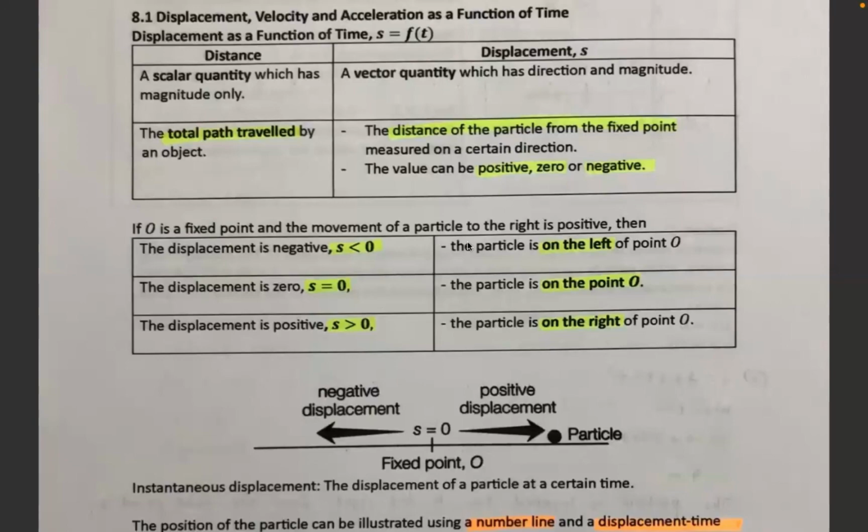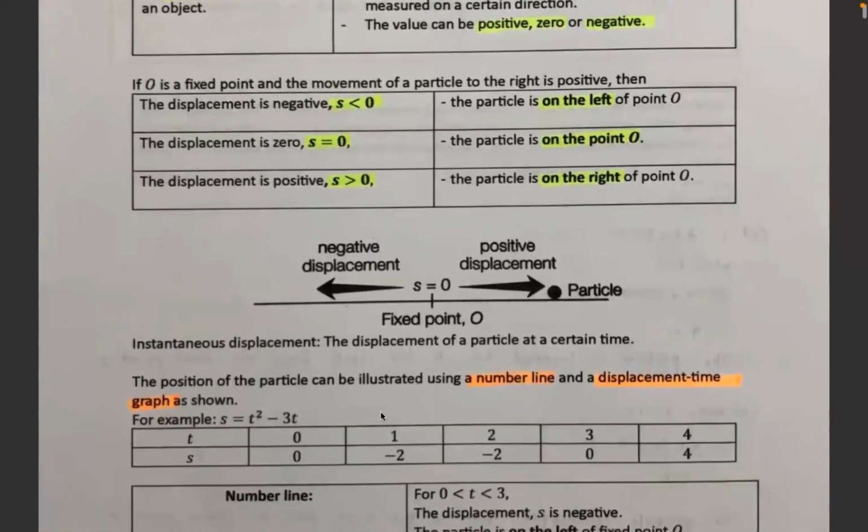So this is a table that concludes this concept. Generally, later when you see the question say the particle is on the left of point O, then you can write S less than 0, displacement negative. If the particle is on the point O, then S equals 0. If the particle is on the right of point O, then S will be greater than 0. Okay, let's move on to the next one.